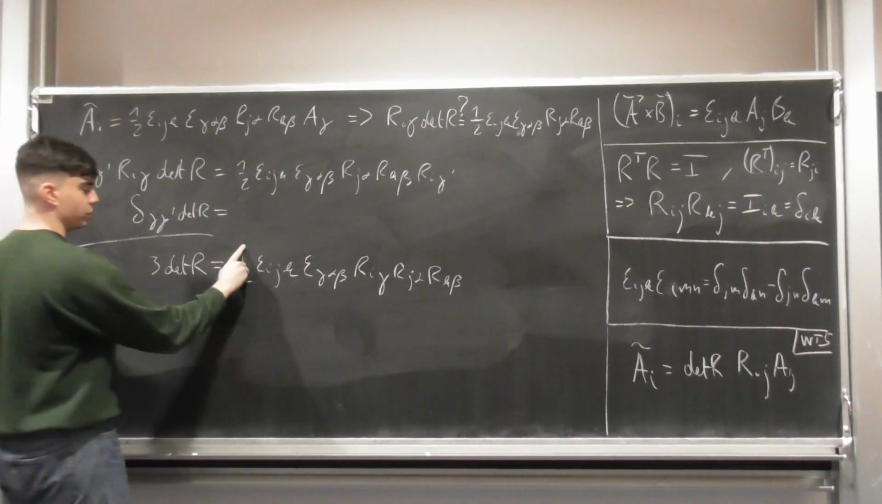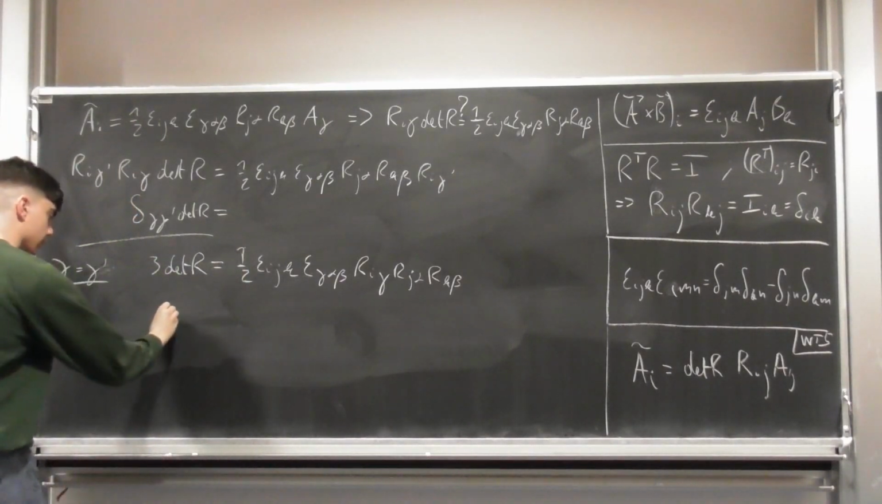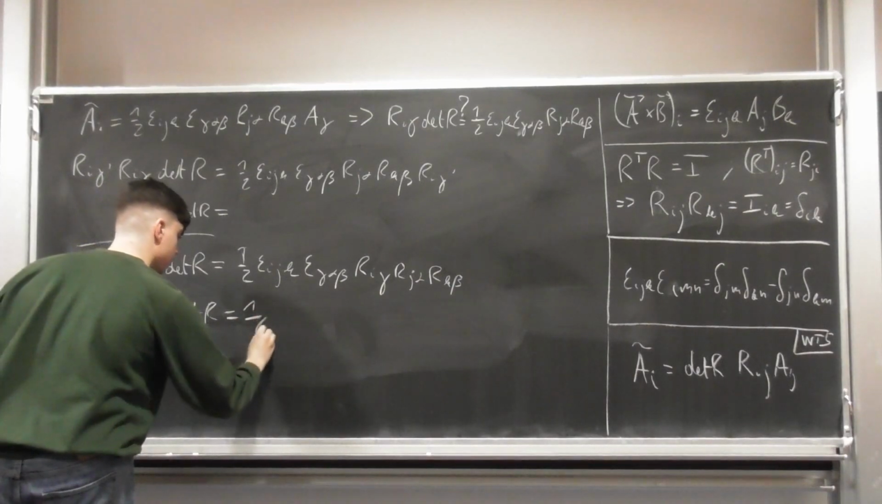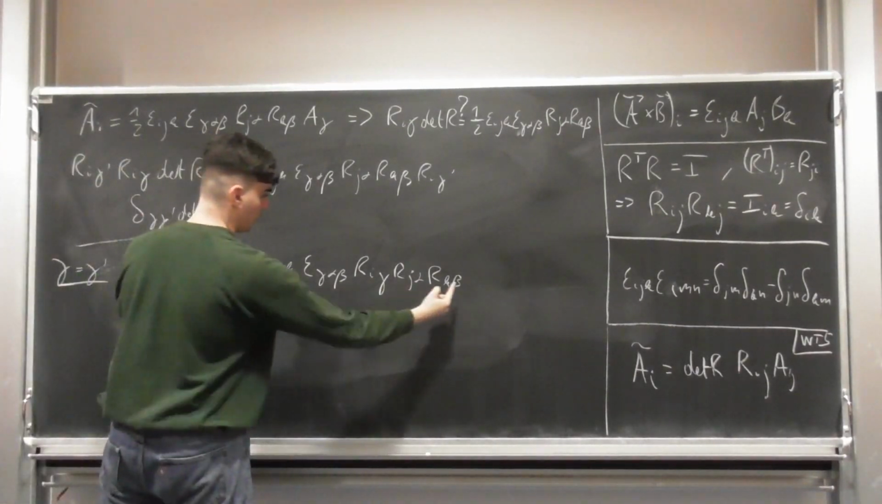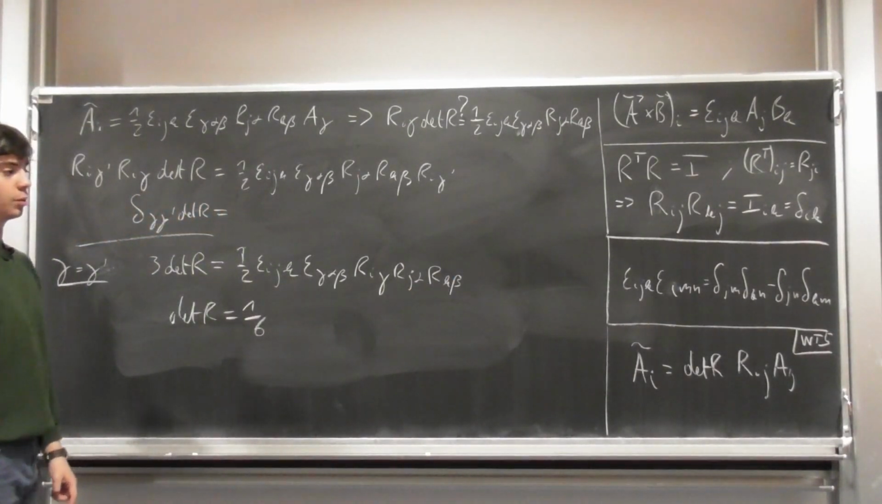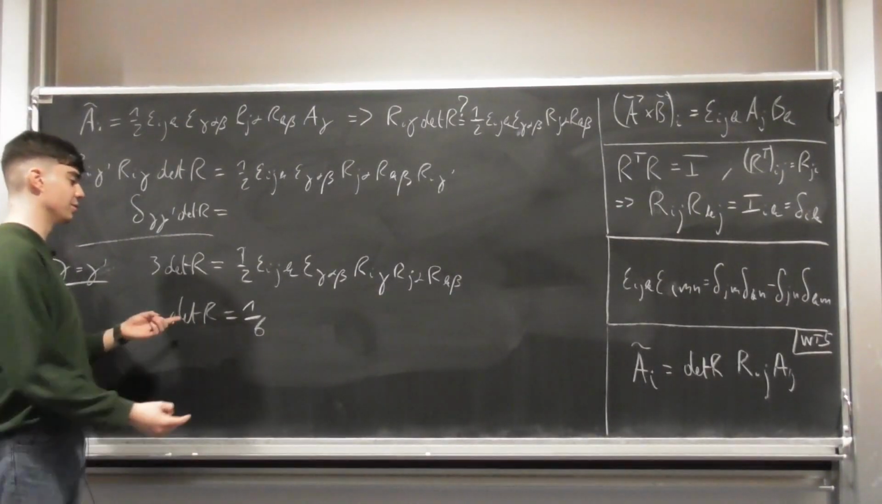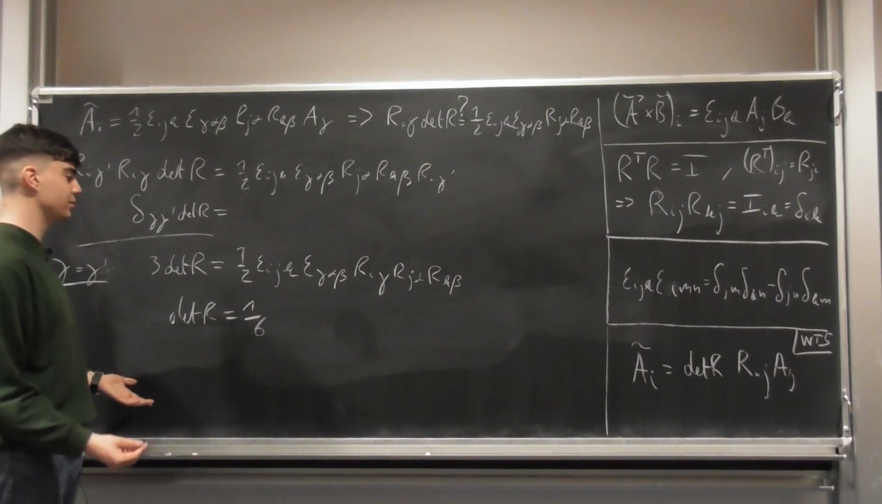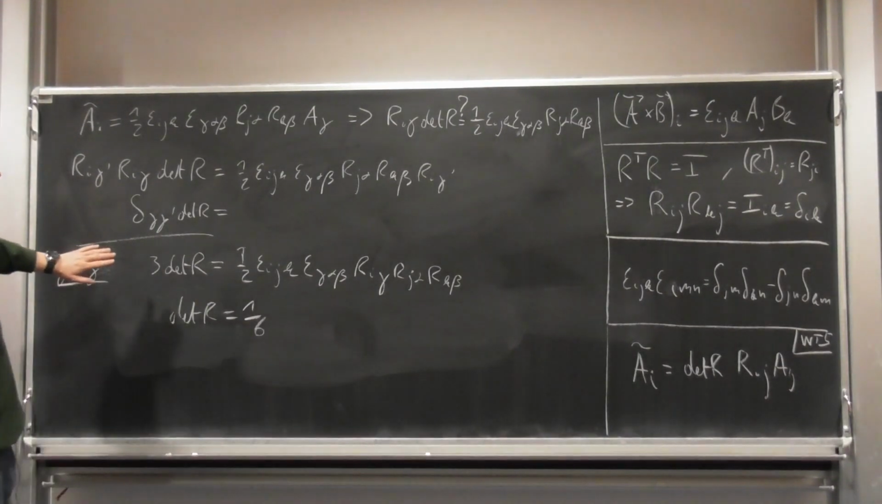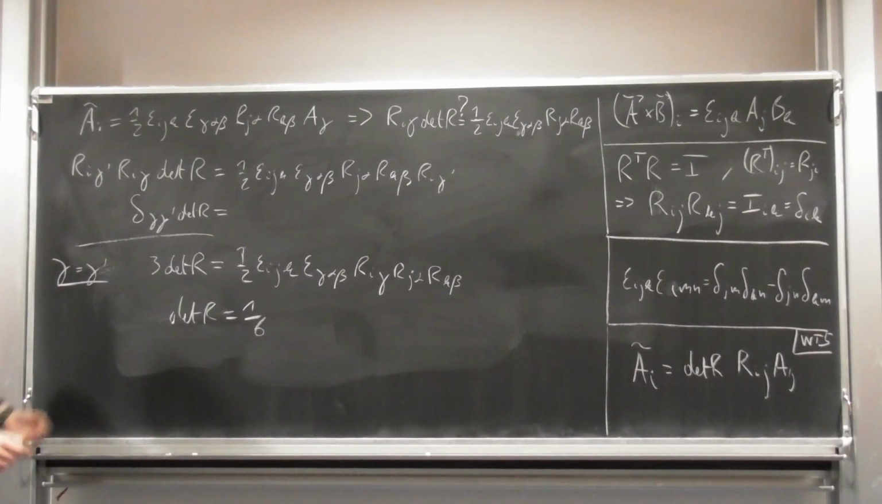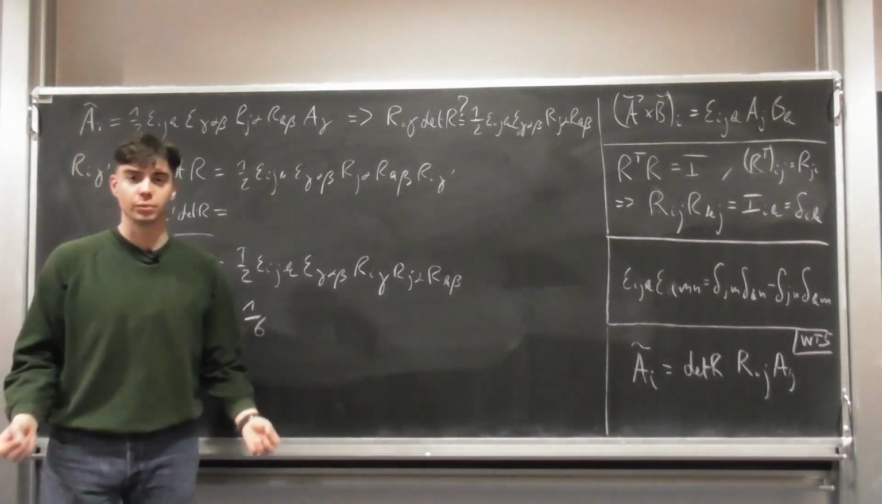If you divide across by 3, that gives us the determinant of R is equal to 1 over 6 times all of this, which if you look up the definition of the determinant in index notation, is indeed the definition of the determinant in index notation. So we've actually found that this equality holds when gamma is equal to gamma prime. Now we just have to show that it also holds when gamma is not equal to gamma prime.